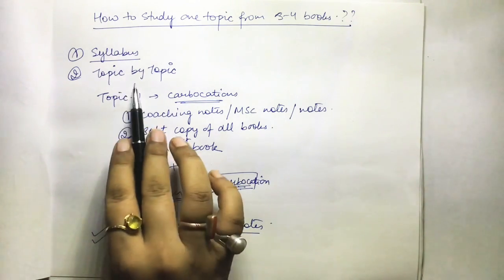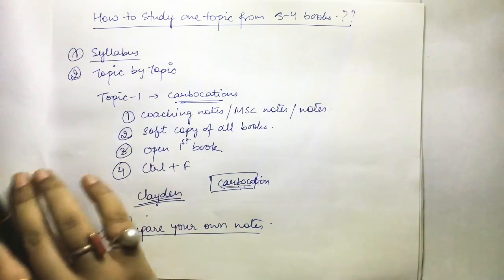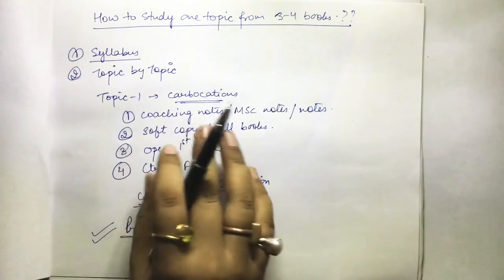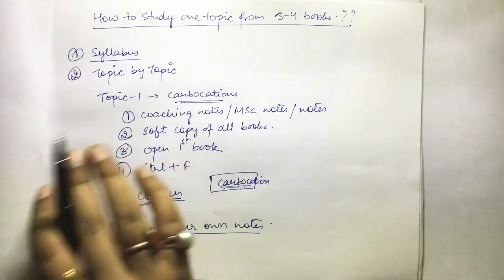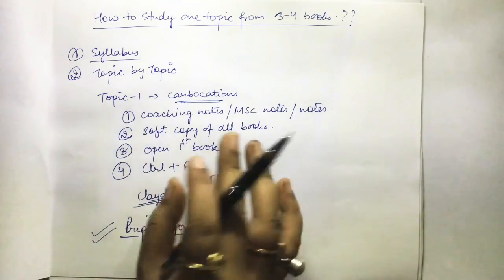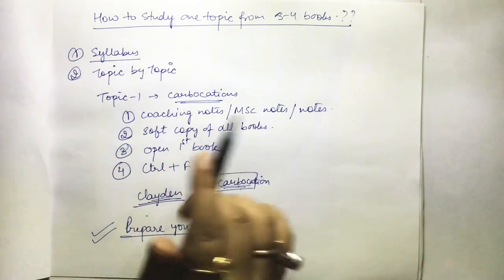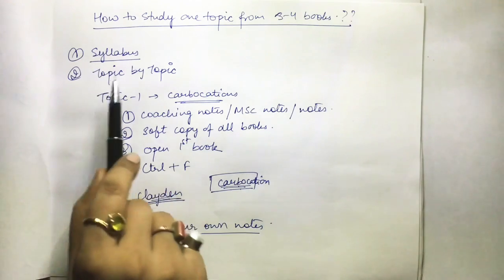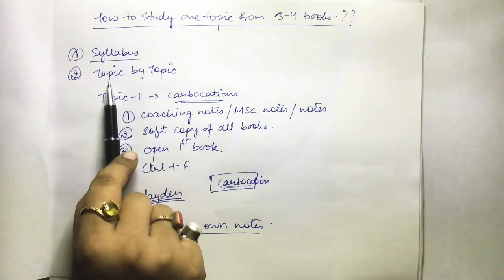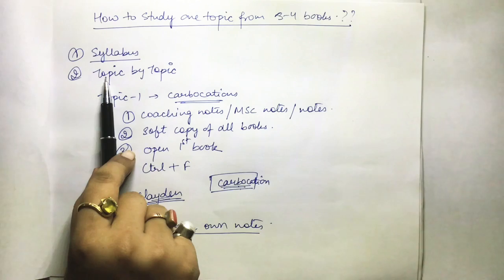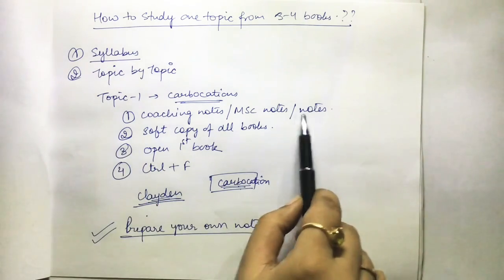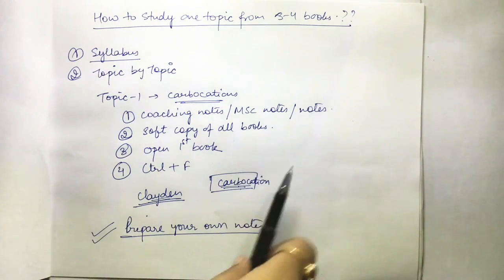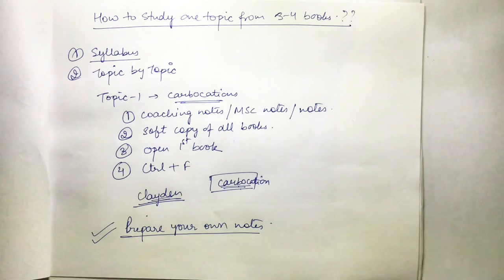Do not do it like this, that first you will study the whole Clayden, then you will study the whole Carruthers, and then the whole of another book. That becomes very difficult to study. So you need to select the syllabus, go topic by topic, select one topic and study it from all sources whatever you have, be it the notes, be it the books, and then prepare your own notes. Then after preparing your own notes, you can go for practice questions.